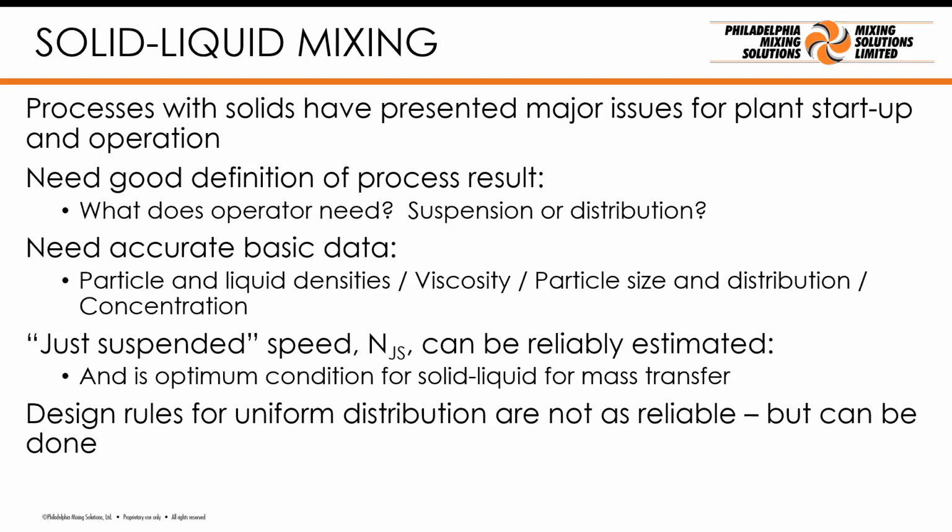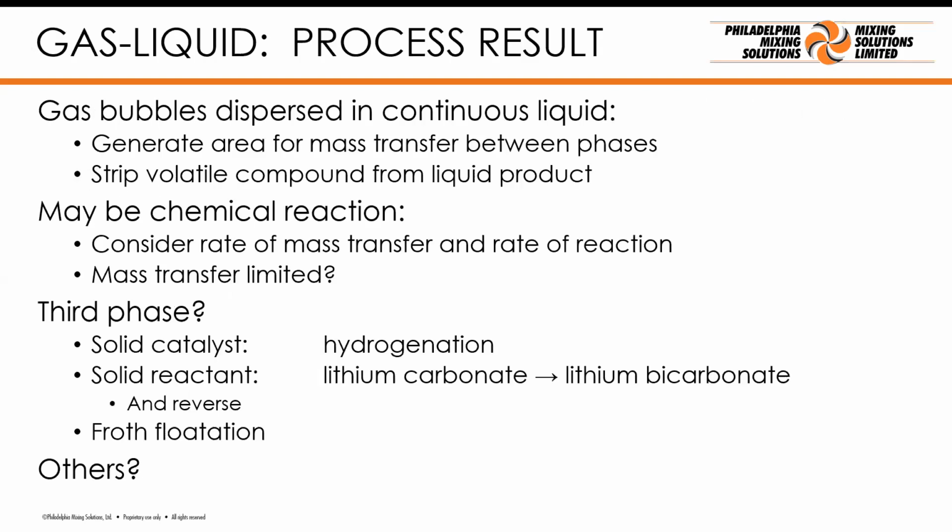The just suspended speed can be reliably estimated, and it's the optimum condition for solid liquid mass transfer. And the design rules for uniform distribution are not as reliable, but I've shown you how we would approach it. Design for the just suspended speed with a single impeller, and then add a second impeller on the shaft. So let me stop there and ask if you have any questions before we move on to gas liquid mixing.